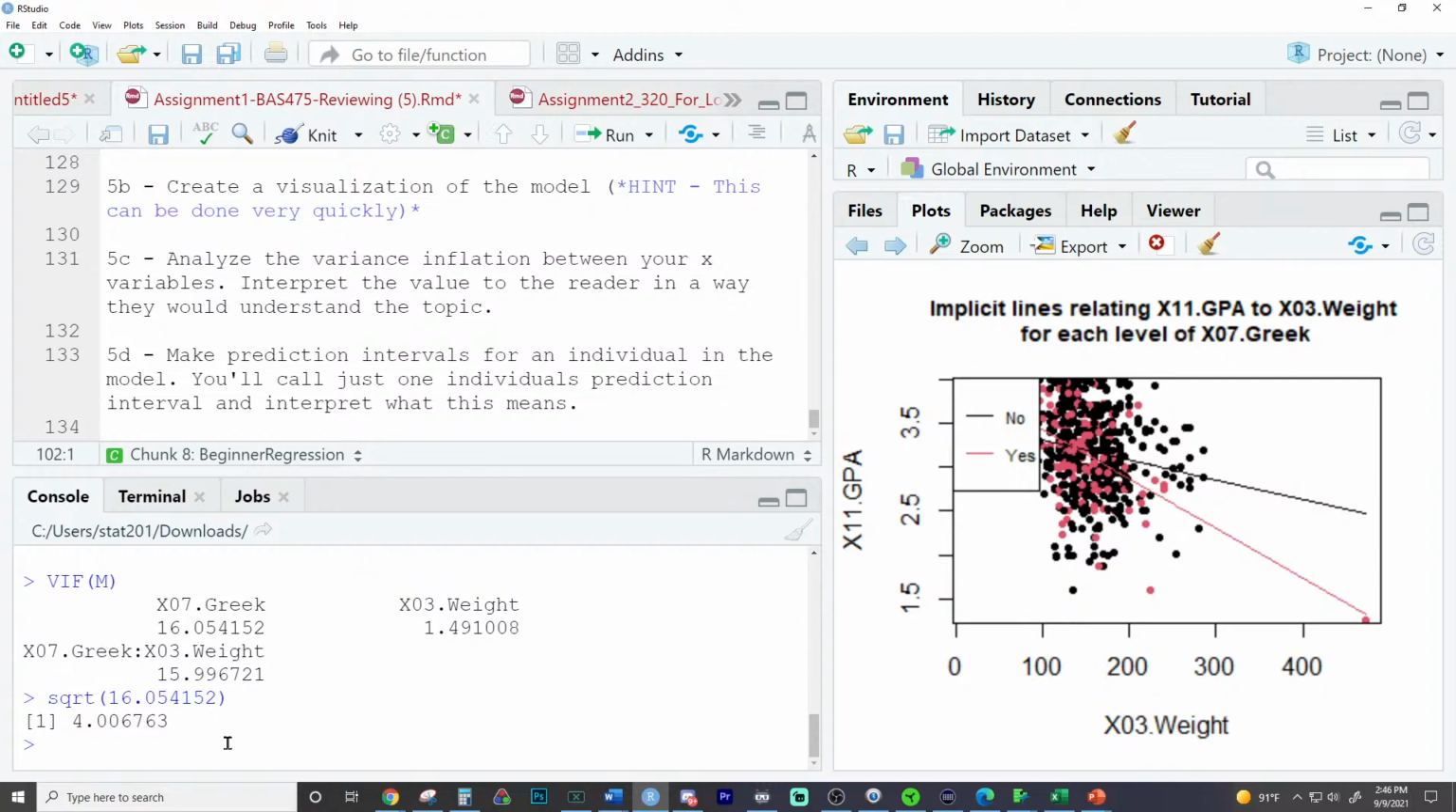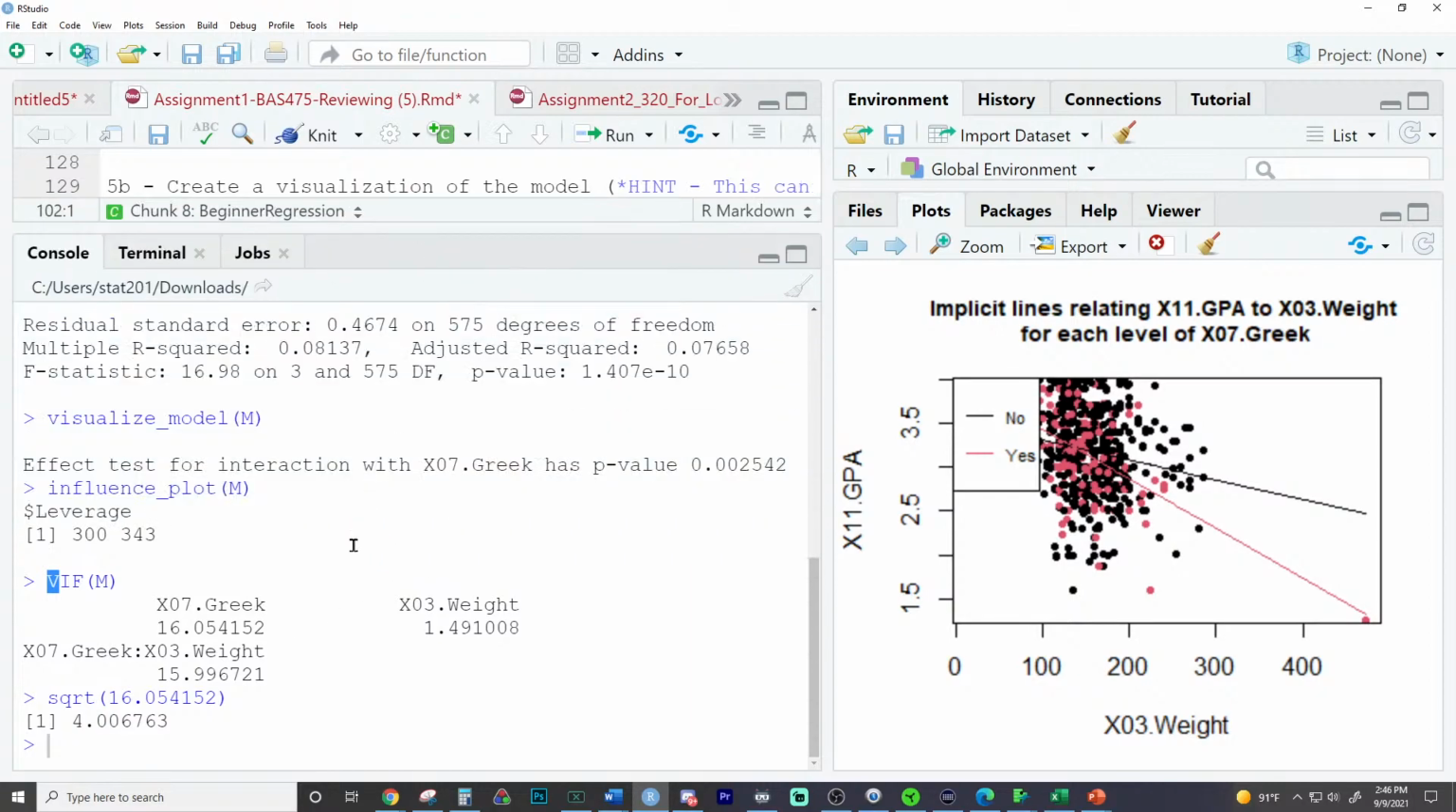So I'm dropping some hints. The shared variation between the x variables is increasing our uncertainty in our estimates of Greek life by about 4 times, or we have about 4 times the amount of uncertainty due to the shared variation of the x's. Variance inflation is basically standard error squared inflation. So we square root it to take it out of the squared units because variance is standard deviation squared.